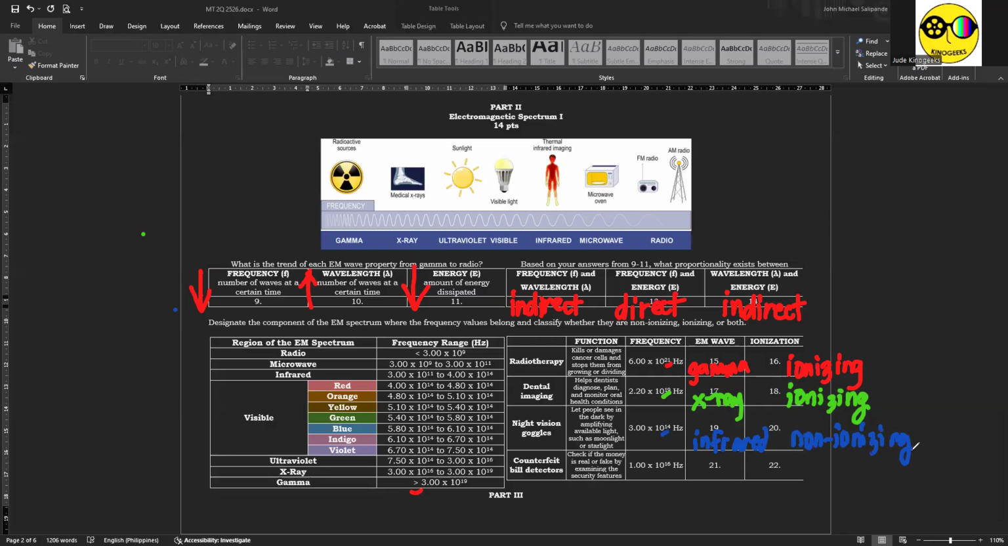Okay. Lastly, we have counterfeit bill detectors, which check if the money is real or fake by examining the security features. The frequency is 1 times 10 to the positive 16 hertz. Therefore, the counterfeit bill detector belongs to ultraviolet or UV.